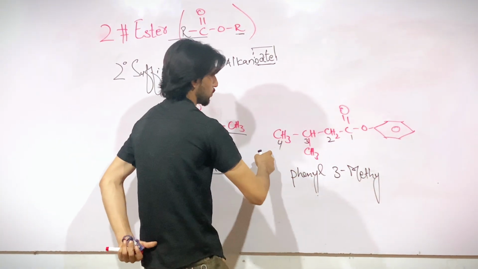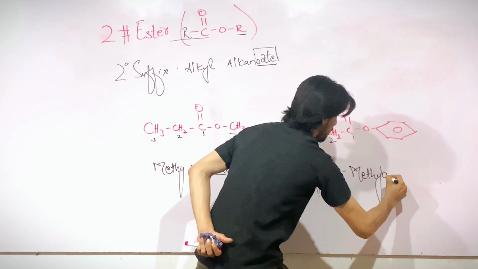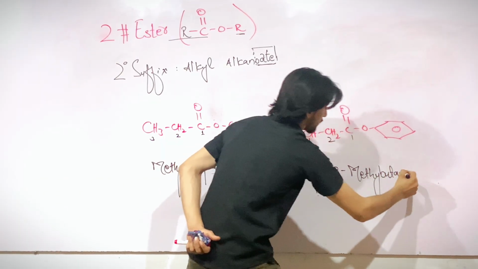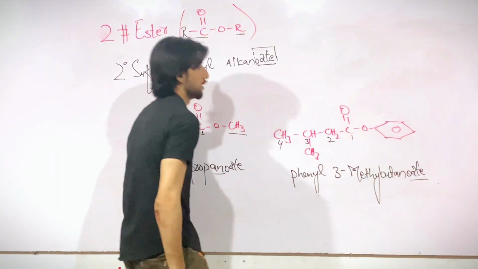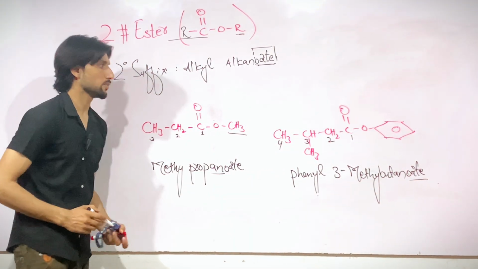And the word root for 4 carbons is but. And an for saturation. And oate is the secondary suffix. So this becomes the name of this compound.